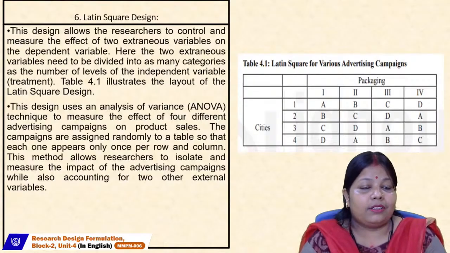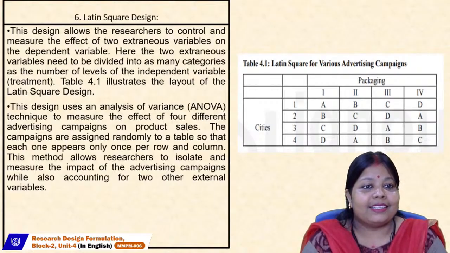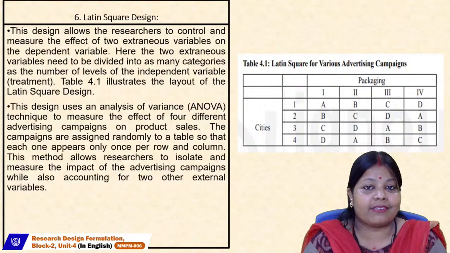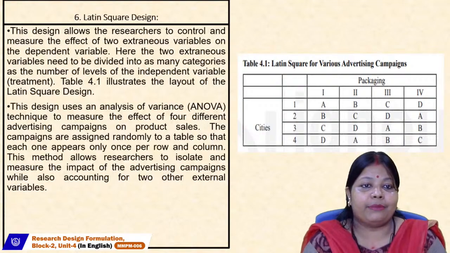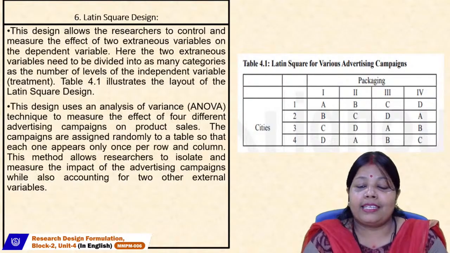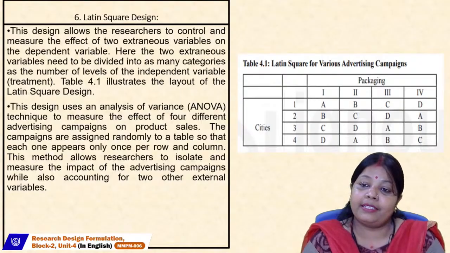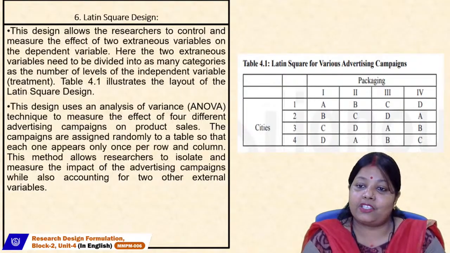Now, the sixth one, last but not the least, is the Latin square research design, which is the most important under experimental design. The design allows the researcher to control and measure the effect of two extraneous variables on the dependent variable. Here, the two extraneous variables need to be divided into as many categories as the number of levels of the independent variable, that is the treatment, as given in Table 4.1. We can see here in the rows we have given packaging, having 4 columns and cities each.